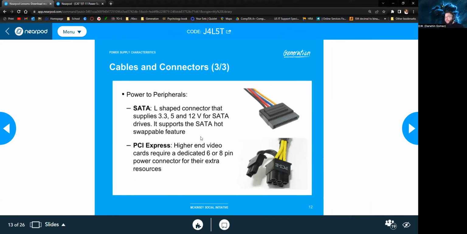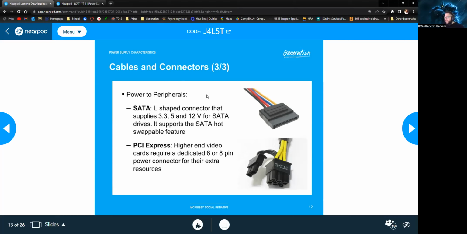All right. So now we got our SATA, right? SATA is for drives. Could be external, internal. Also, this provides 12 volts, and it provides the 3.3 and the 5. So it provides all types: the 3.3, the 5, and the 12 volts for the SATA. And it supports the SATA hot swappable feature, meaning that you could plug them in while your system is running. When you see something that says hot swappable, that's what it means. You can plug it in and out of your system while the system is running.